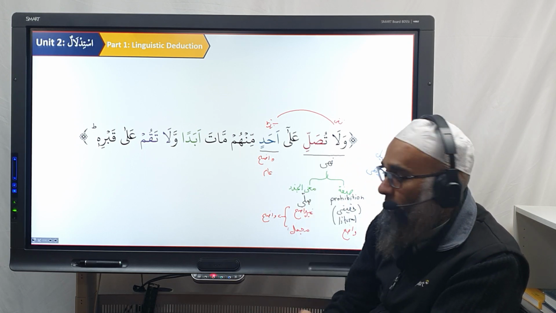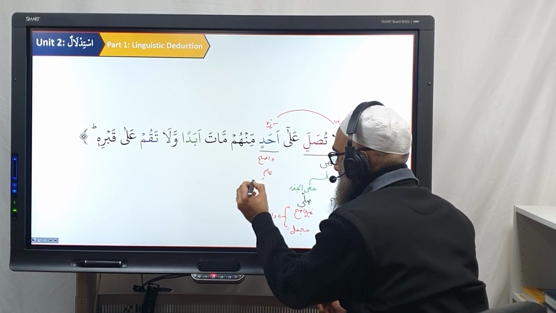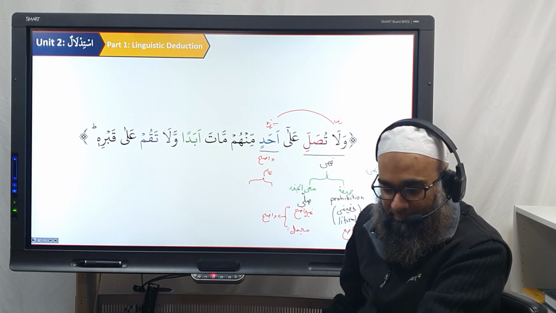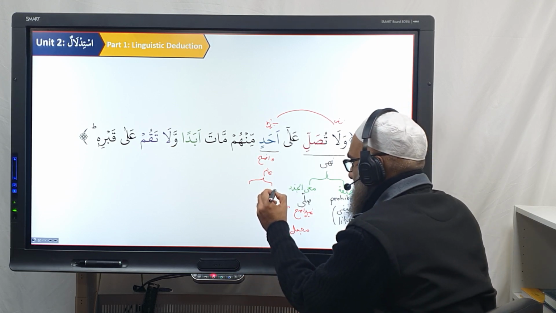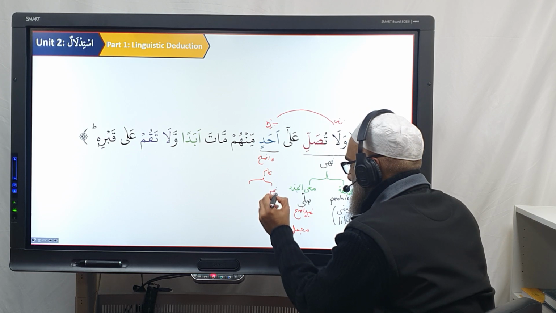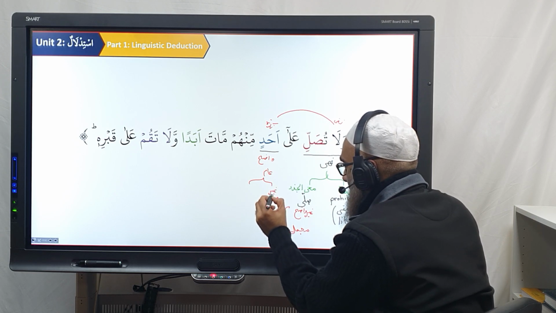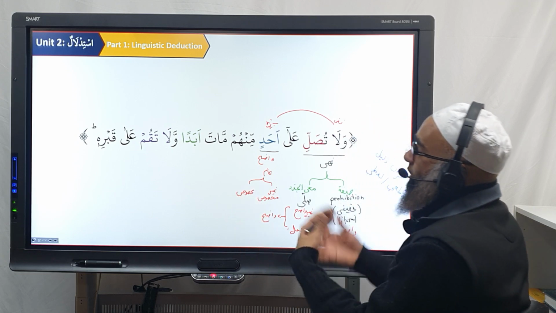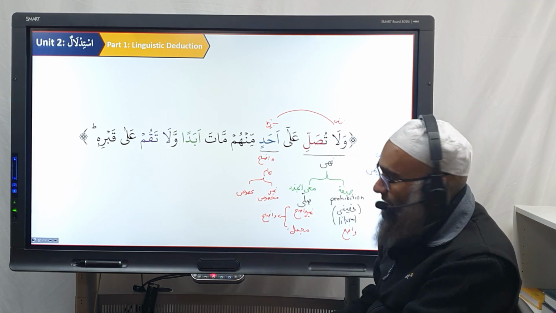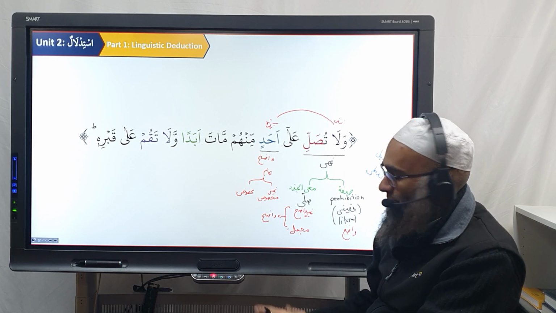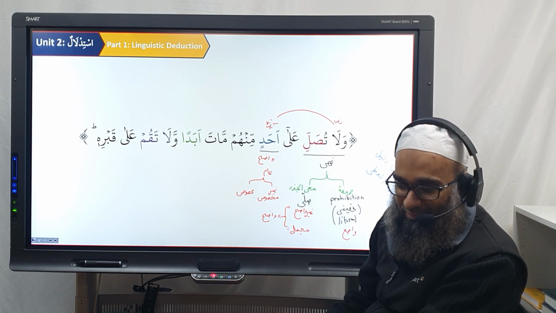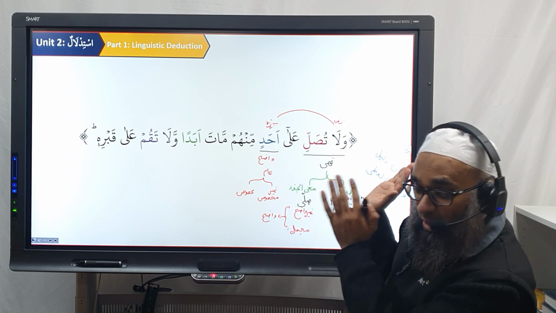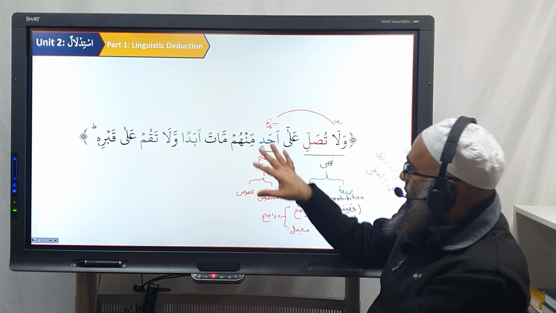Now, how many types of am are there? Which two? Am ghair makhsus and am makhsus. Now, is this makhsus or ghair makhsus? Can you tell from this verse? Yeah, it's ghair makhsus. We don't have any evidence. So based on this verse alone, if we have no more evidence, we would say that.